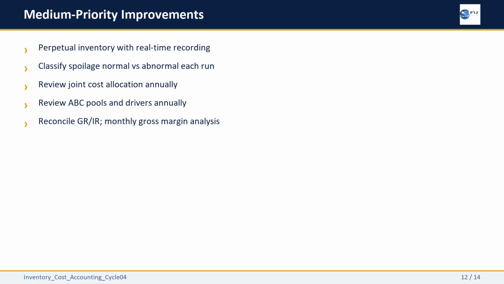Review ABC activity pools and drivers annually after any significant operational change. Reconcile the GRIR account monthly and clear all items within 60 days. And build a gross margin analysis by product or category, reviewed monthly, to support pricing decisions. Together with the high priority list, these turn cost accounting back into a management tool.